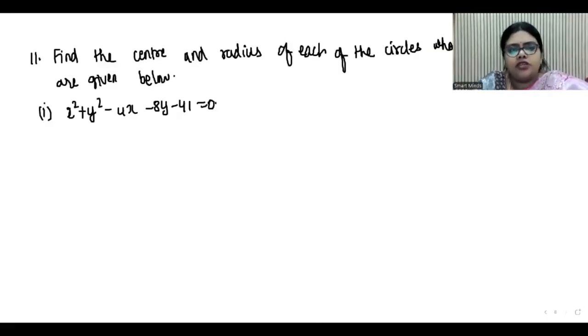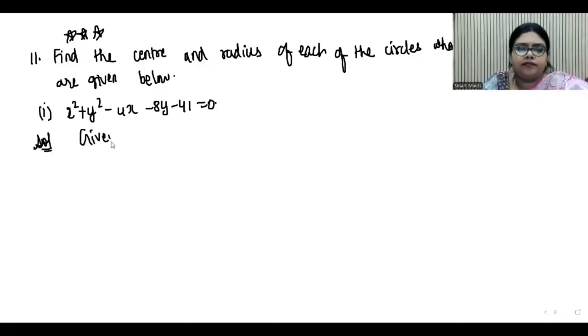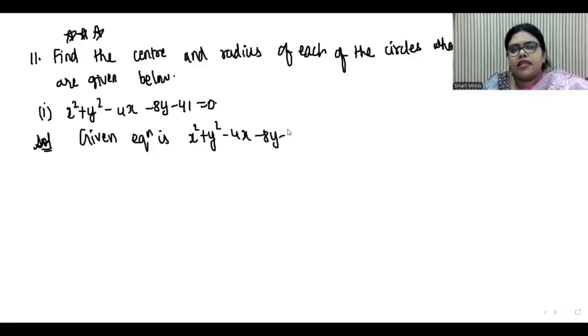Take the next question. Find the center and radius of each of the circles whose equations are given below. This question is very, very important, because you must know how to find out center and radius. So first let us write the given equation. Given equation is x square plus y square minus 4x minus 8y minus 41 is 0.